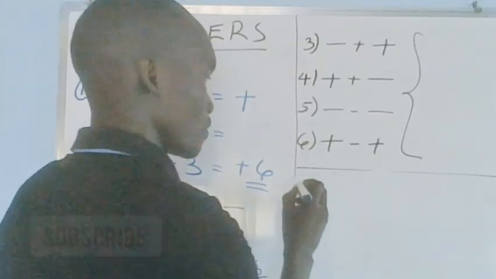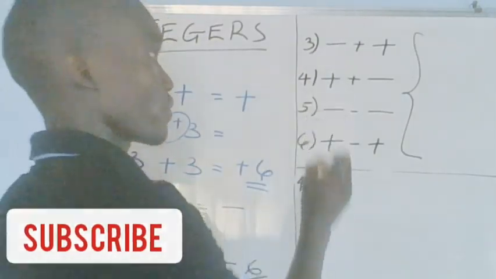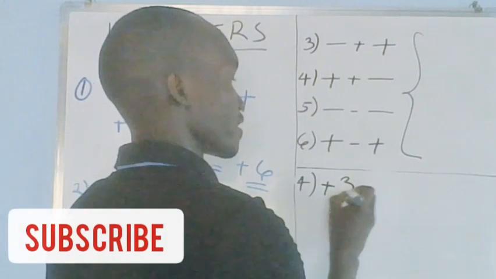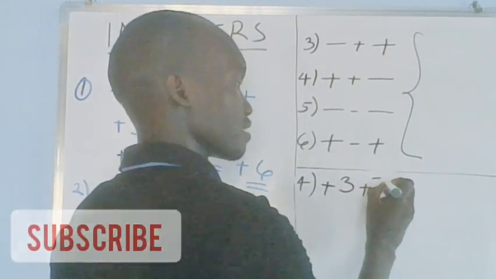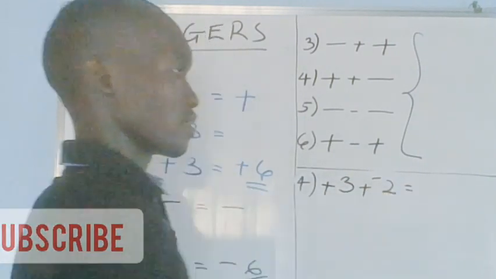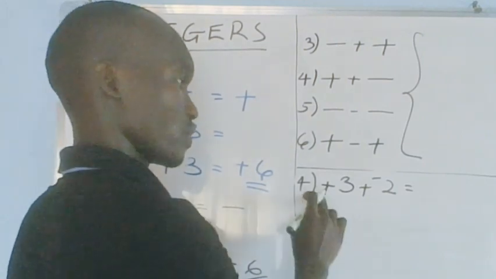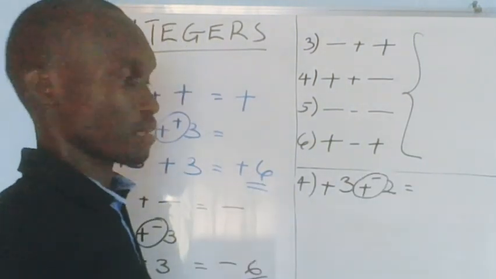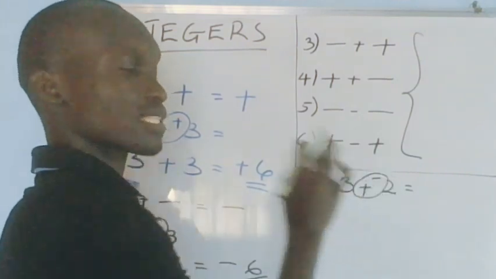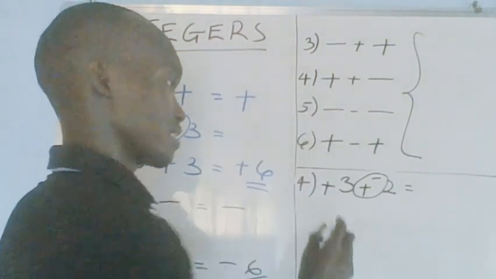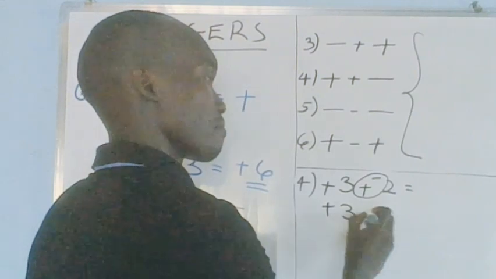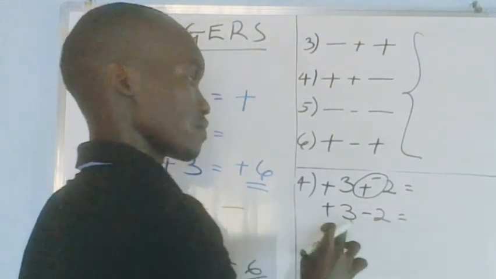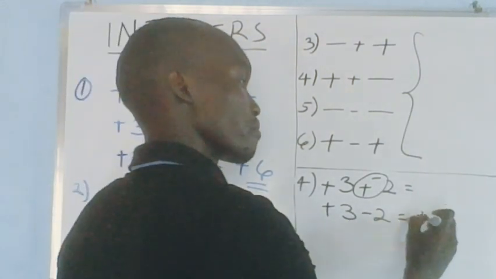Let's look at number 4. Assuming we have a number positive 3 plus negative 2. What will this be? Our focus will always be on those two numbers in the middle. Where there is positive and negative, the resultant will always be a negative. So we have positive 3 minus 2. 3 minus 2, that will be positive 1.